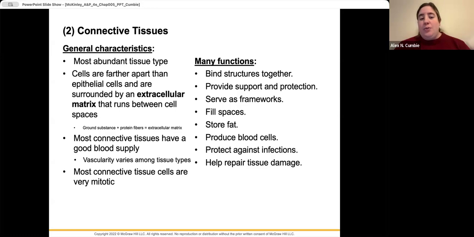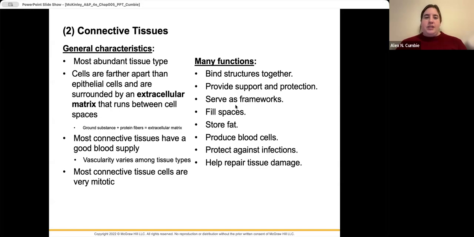And that's very helpful to them because most connective tissues sit underneath epithelial tissues and provide them with nutrients as well. And as far as healing ability goes, connective tissues are also very mitotic, so they can replace themselves easily, some more than others based on the type of blood supply that they have.